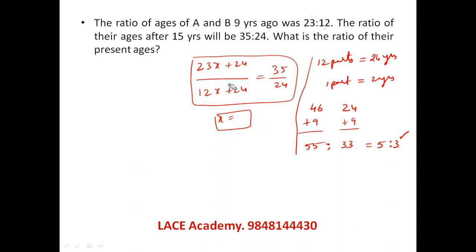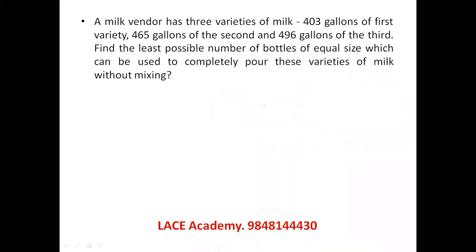Right? Now let us see what is the next question given. A milk vendor has 3 varieties of milk, 403 gallons of the first variety, 465 gallons of the second variety, 496 gallons of the third variety. Find the least possible number of bottles of equal size which can be used to completely pour these varieties without mixing. First of all, we have to find out what is the largest size of the bottle we can use. The largest size of the bottle should be able to divide all the given quantities without any splitting, which is nothing but the HCF of the given numbers.